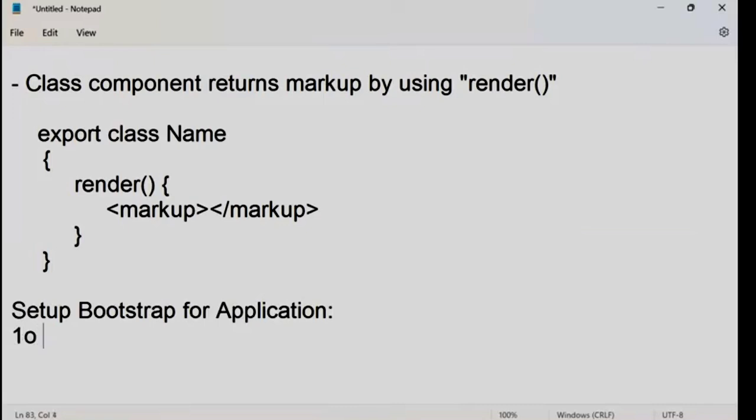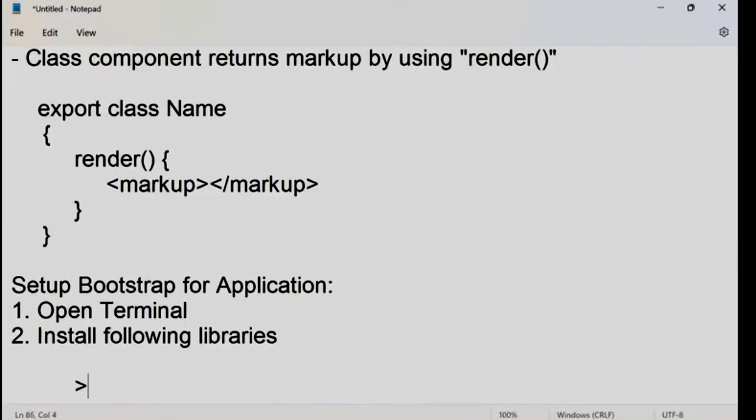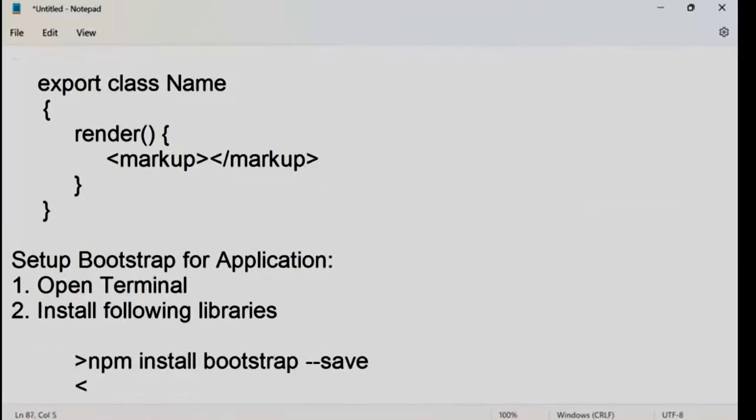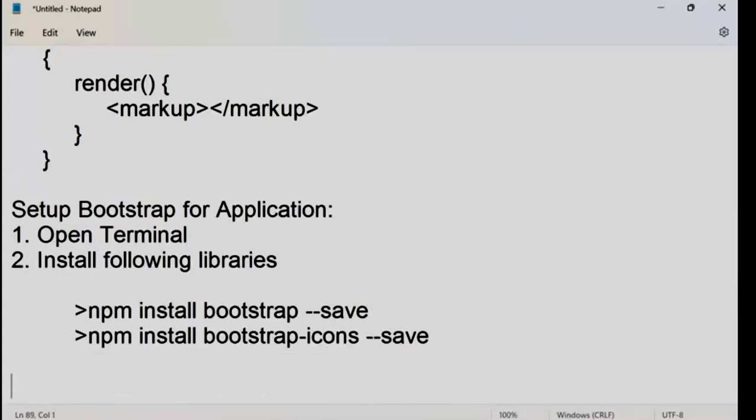For that, what you have to do is open the terminal. Install the following libraries. You have to run npm install bootstrap, that is one. Another one, npm install bootstrap-icons, and save. From Bootstrap 5 onwards, they provided bootstrap icons. We can use those bootstrap icons for symbols and icons. So open the terminal and install the following libraries.